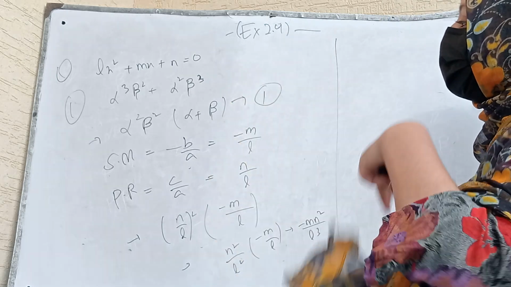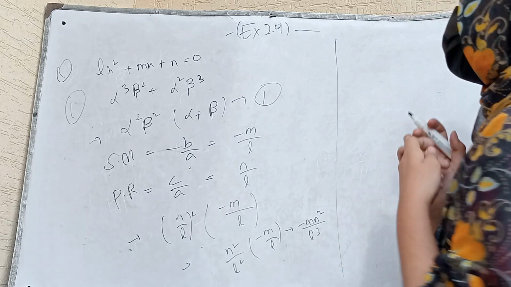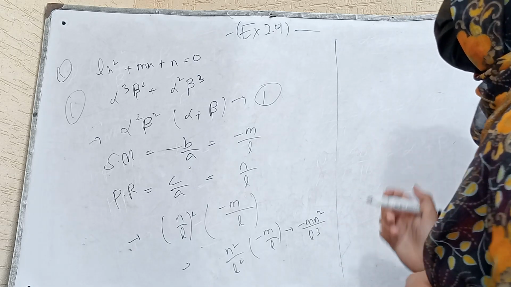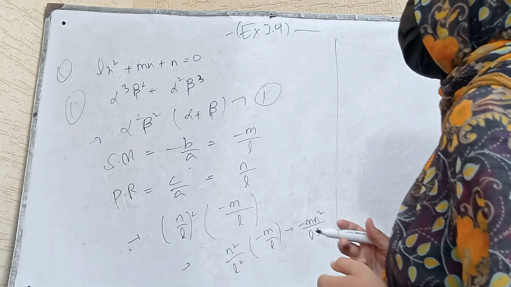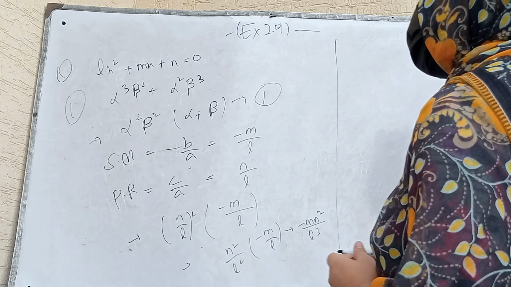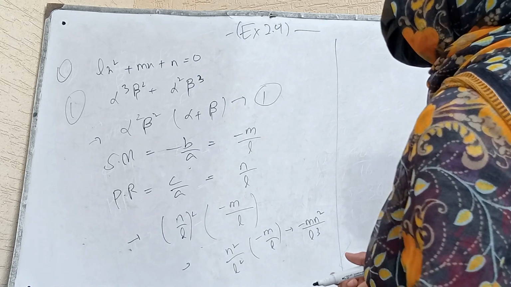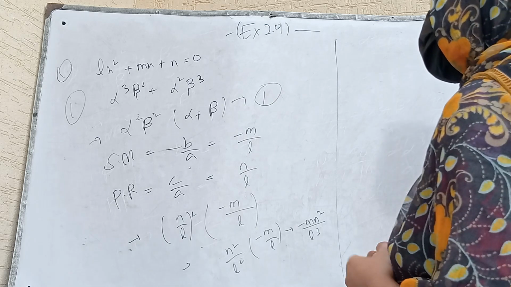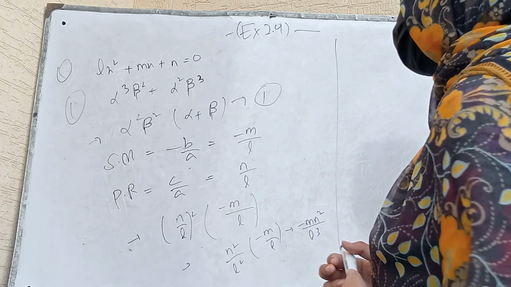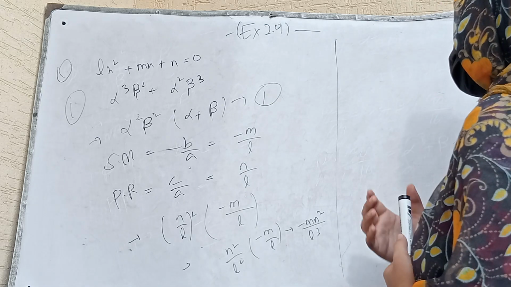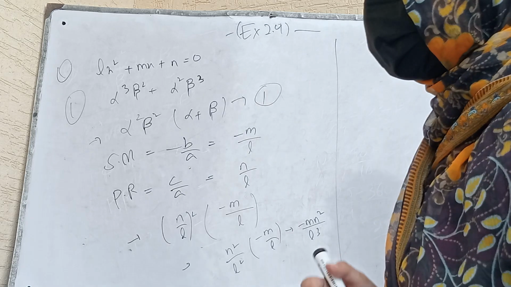So first we have the cube which is given in l square plus m square plus n, which is equal to 0. So we find alpha square beta square common and alpha plus beta, sum of the roots and the product of the roots, which we find, and putting the values into the equation number 1, we have minus mn square and divide by l cube.